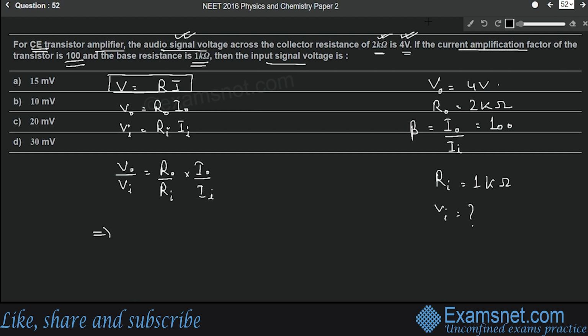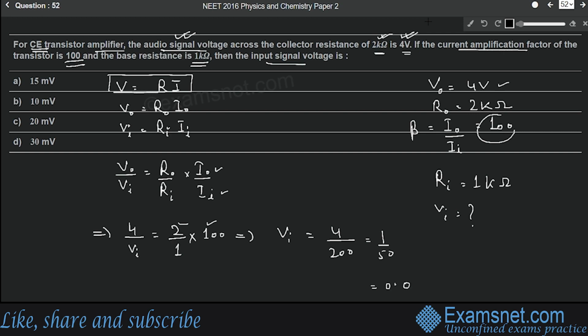Now let's put the values here. Output voltage is given as 4 volt, so 4 by input voltage, which is unknown, that we have to find out. Output resistance is given as 2 kilo ohm and input resistance is given as 1 kilo ohm. Then output current by input current, that is beta, is equal to 100. So this is also given. This ratio is equal to 100. So from here we can write that input voltage is equal to 4 divided by 2 into 100, that is 200.